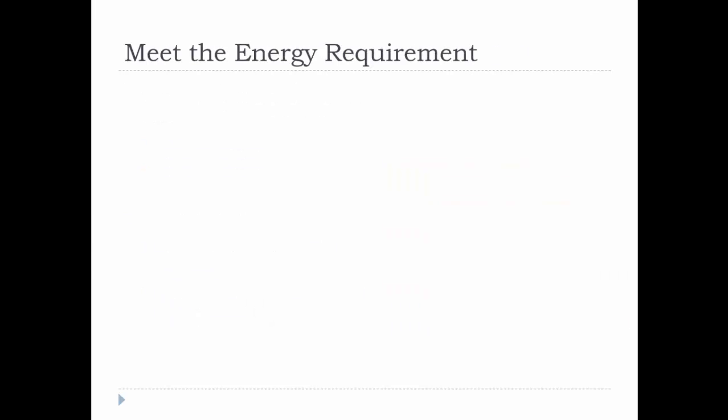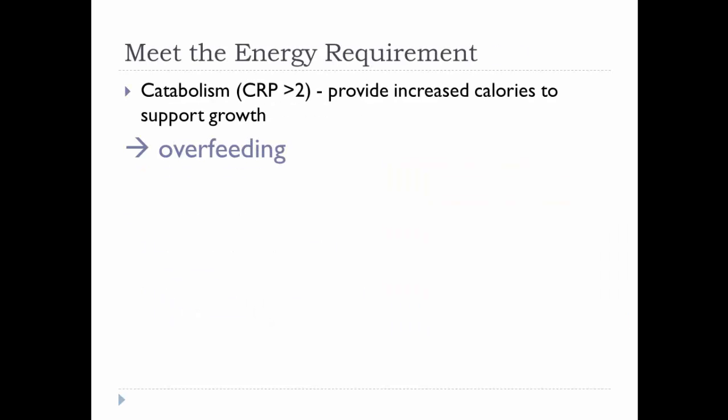So the Goldilocks phenomenon, as I was mentioning, refers to this balance of meeting the energy requirement and responding to the patient as they recover. So for example, if a patient's in a state of catabolism, their CRP is greater than 2, and the dietitian is providing increased calories to support growth, the body is not going to be able to utilize these calories, so it may result in overfeeding.